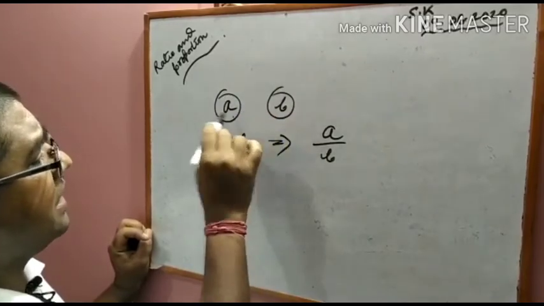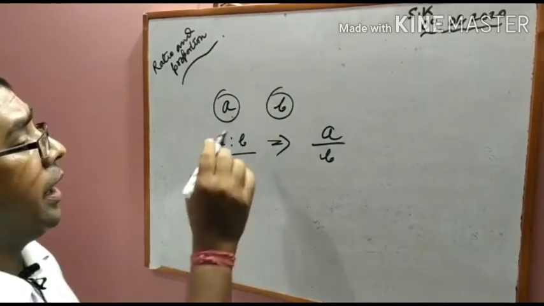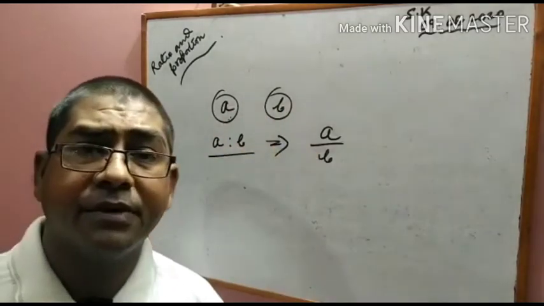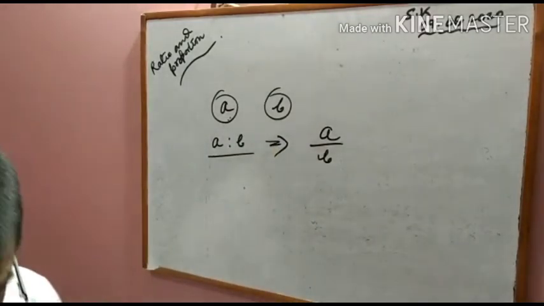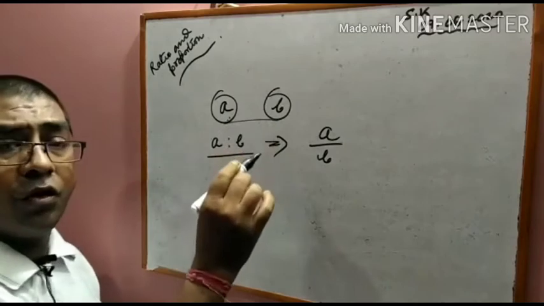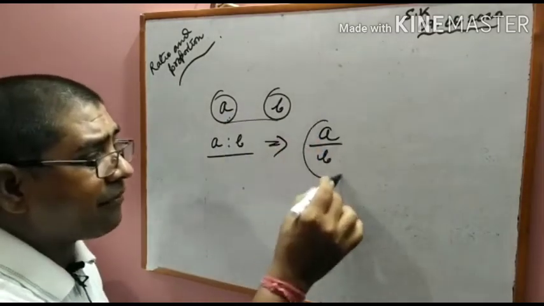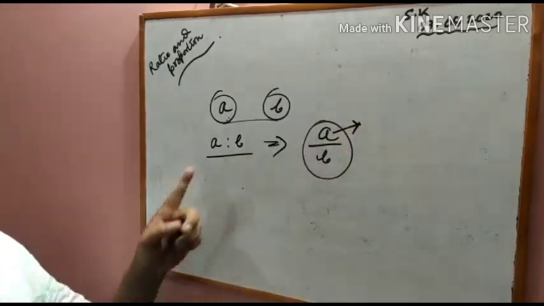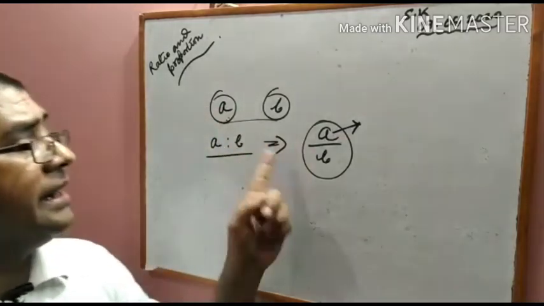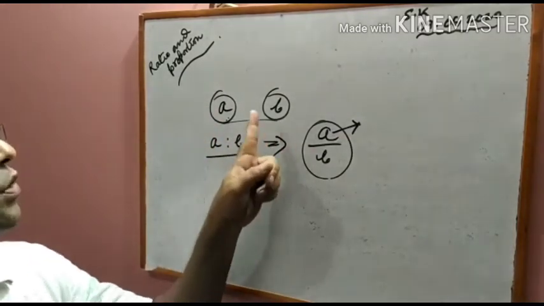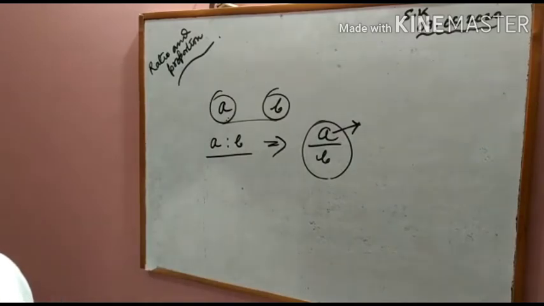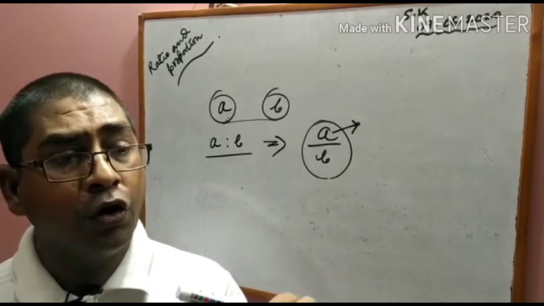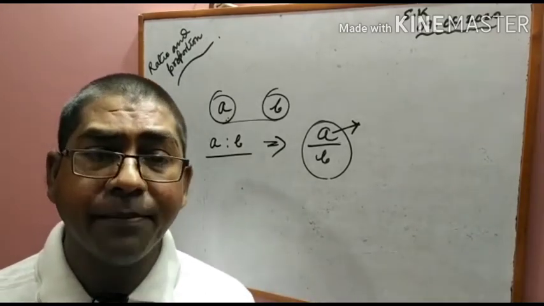This first term is called the antecedent and the second term, the last term, is called the consequent. In the ratio, we can express it in a fractional form, where in the numerator we put the antecedent and in the denominator we put the consequent. So a ratio is the comparison of two quantities of the same kind.